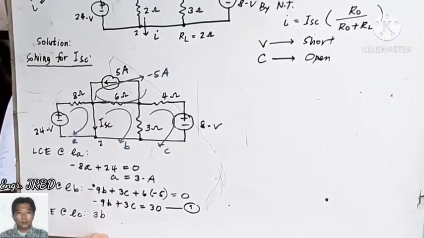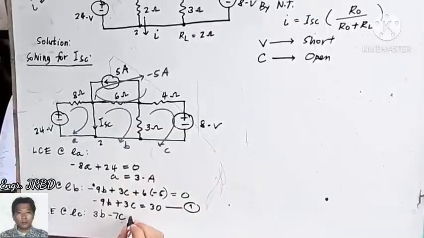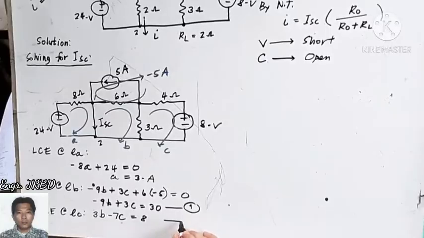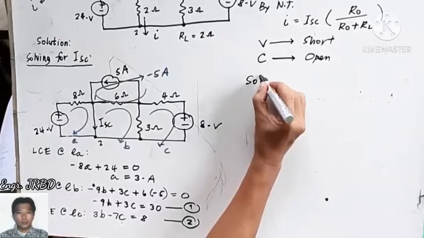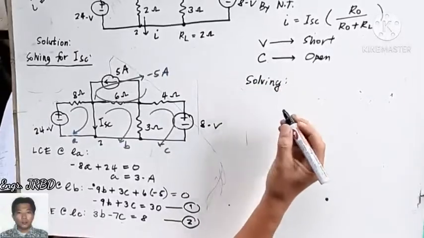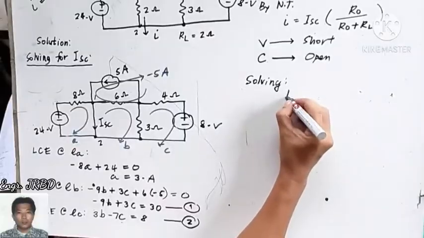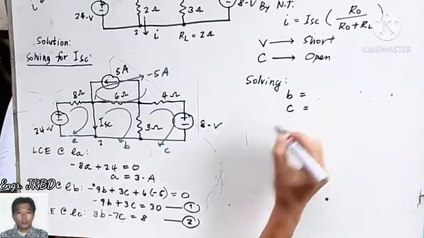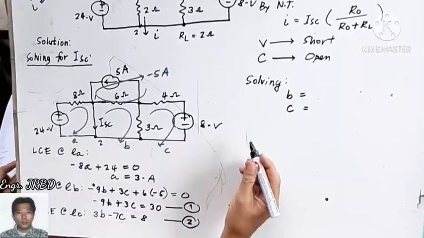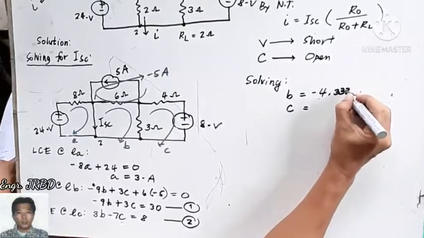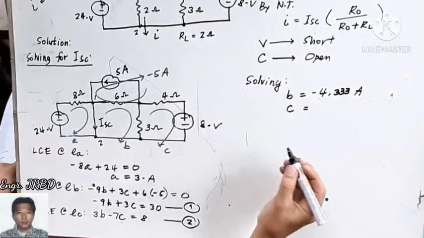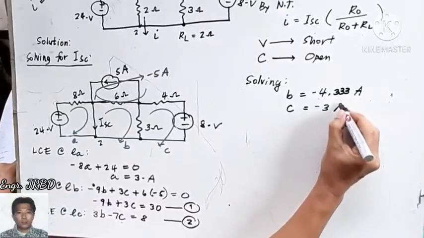And doing the same at loop C, loop current equation at loop C, that is positive 3B, correct? Minus 7C minus 8. If we transpose that in the other side, it will become positive 8. So that is equation 2. And you have 2 equations containing 2 unknowns. And you can easily find the value of B, as well as the value of C. Your B is negative 4.333 amperes, and the value of C is negative 3 amperes.